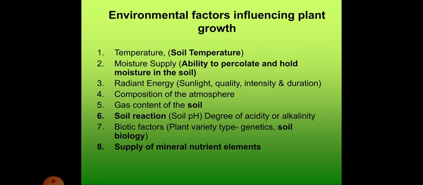Now comes environmental factors influencing plant growth: temperature, moisture supply, that is ability to percolate and hold moisture in the soil, radiant energy, that is sunlight quality, intensity and duration, composition of the atmosphere, gas content of the soil, soil reaction, that is soil pH, degree of acidity or alkalinity, biotic factors, that is plant variety type, genetics, soil biology, and supply of mineral nutrient elements.